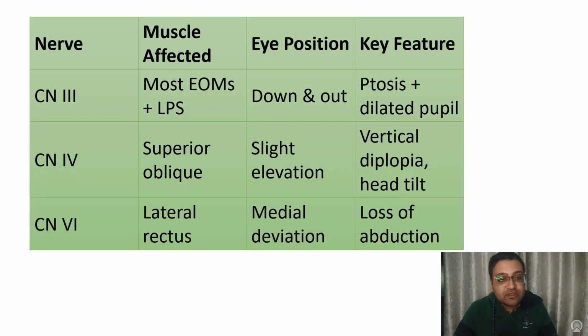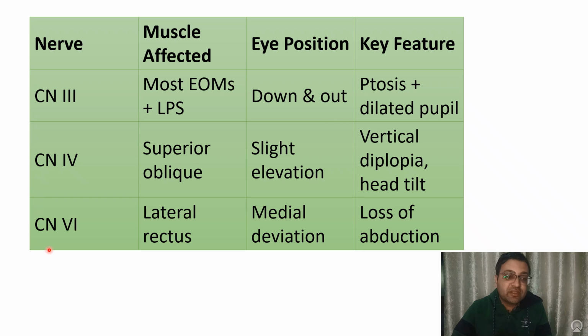All right. So now, the third cranial nerve supplies all the extraocular muscles except the superior oblique and the lateral rectus. So if it gets affected, all extraocular muscles get affected along with the levator palpebrae superioris. If this nerve gets affected, the eye position will be down and out, and key features will be ptosis and a dilated pupil. If there is malfunctioning of the fourth cranial nerve, superior oblique is involved, there will be slight elevation, there will be vertical diplopia along with the head tilt.